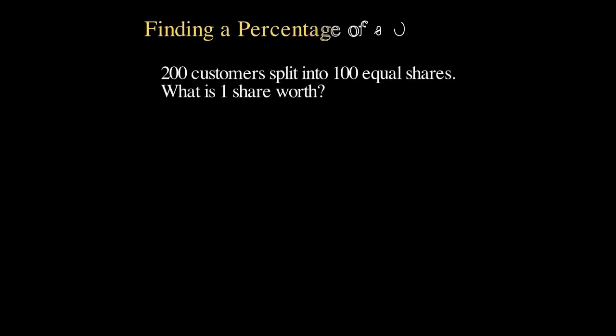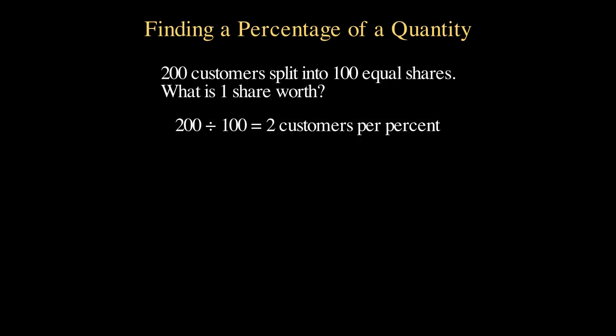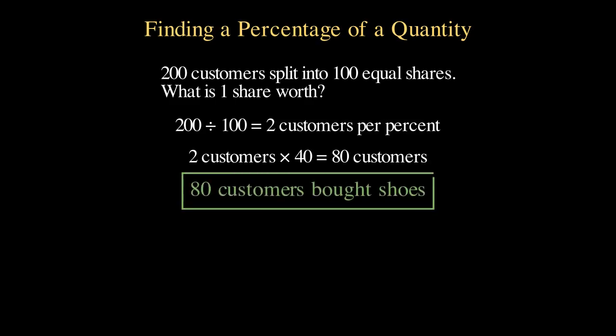To find 40% of 200 customers, let's first find out what just 1% of those customers is worth. Splitting 200 customers into 100 equal shares gives 2 customers in every single share. Since 40% means 40 of those shares, we multiply 2 customers by 40. So 80 of the 200 customers bought shoes today, and we found that using nothing but plain division and multiplication.